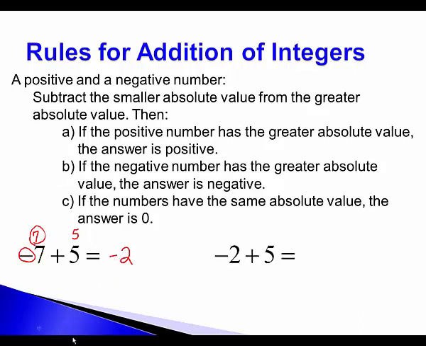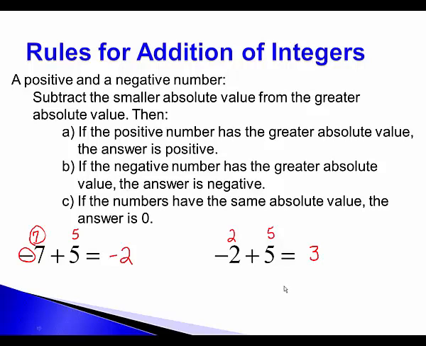Our next problem we'll look at is negative 2 plus 5. Once again, we'll need to identify the absolute values. The absolute value of negative 2 is 2. The absolute value of 5 is 5. First, we subtract to get the number part. It says subtract the smaller absolute value from the greater absolute value. So the number part would be 3, 5 minus 2.